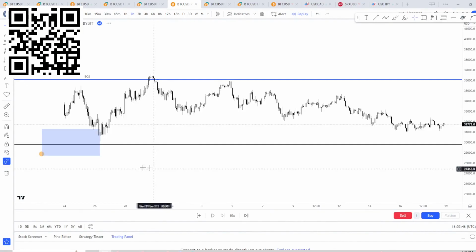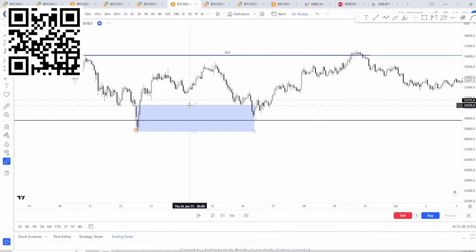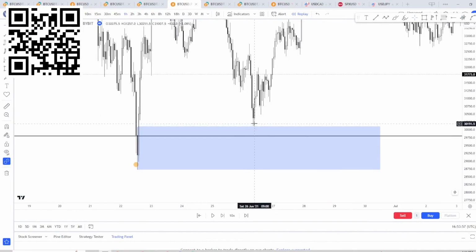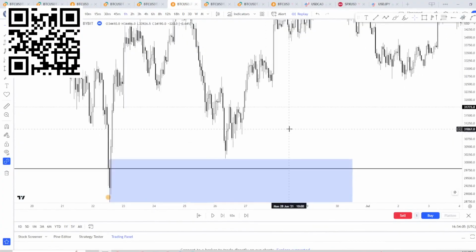What about 2-hour? No, same thing. What about 1 hour? Oh, wow, look at that. There was a miss on this 1 hour demand. Look at that. It just missed that 1 hour demand zone. So yes, there was a reason why this demand range didn't have to hold itself. There was a reason, a very valid one.